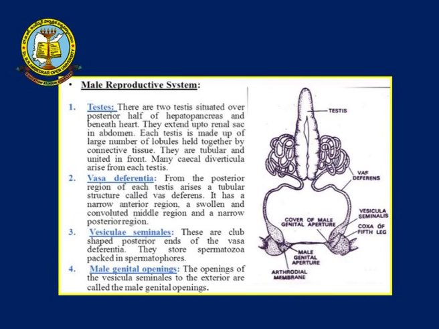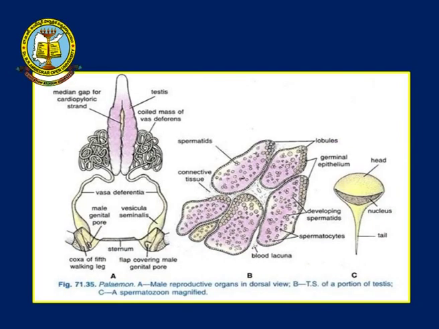And the male genital opening opens through this vesicula seminalis to the exterior and is called the male genital opening. So, you can see the testis, TS of the testis, that is a transverse section. Here, on the borders, you have this germinal epithelium. These are the mother cells which give rise to the spermatids. There are these growing spermatids which also form spermatocytes. These spermatocytes are the ones that are going to give rise to the sperms.